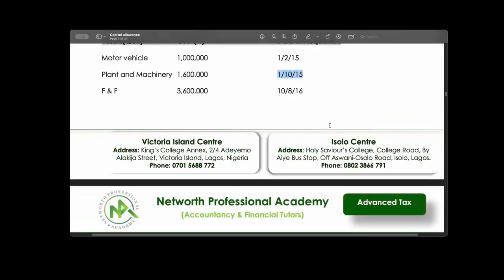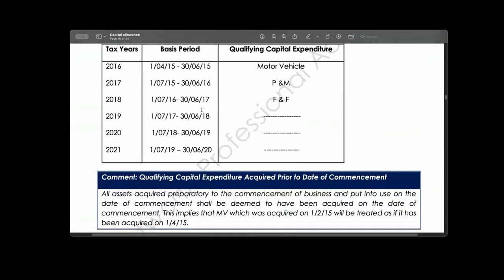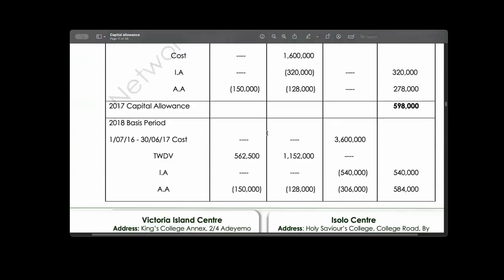But under capital allowance, in as much as this date falls within your basis period, the asset will enjoy full annual allowance. I don't know if you have done income tax with Mr. Kazim. In that income tax, they will be teaching you why depreciation is different from capital allowance. They will be telling you what's usually called deferred tax. So one of the reasons why depreciation and capital allowance are not always giving the same answer is because of the principle I've just explained.